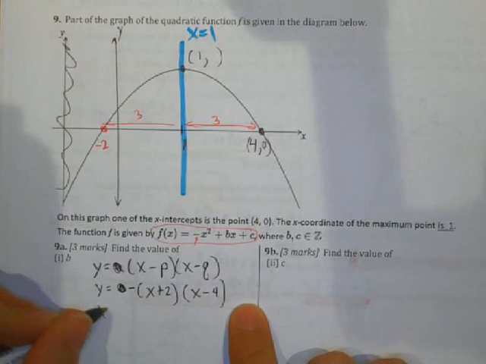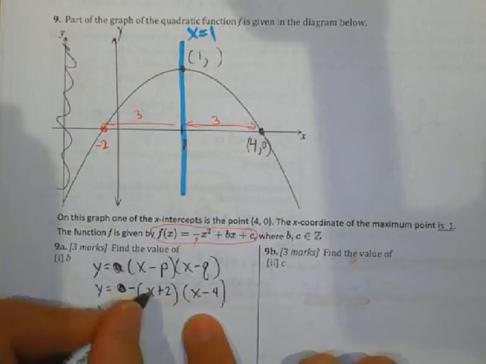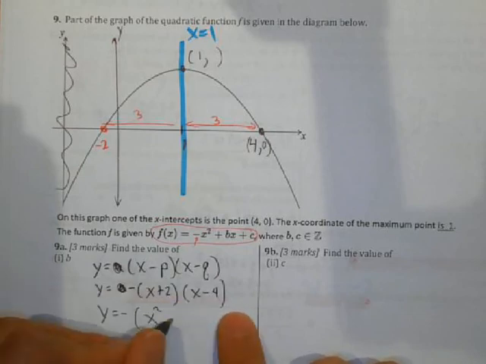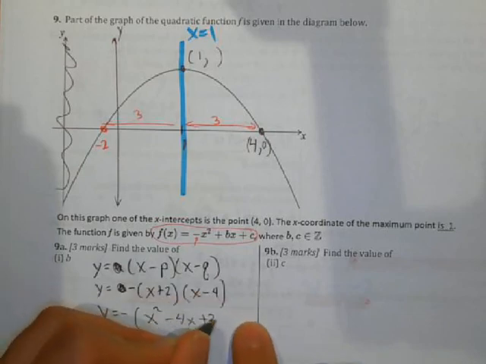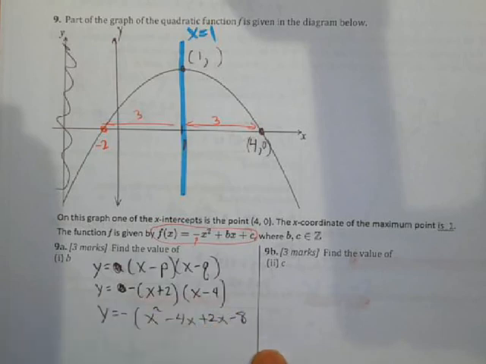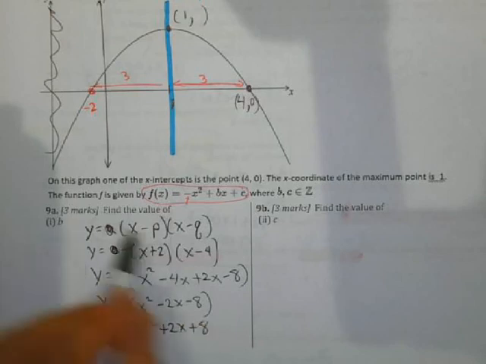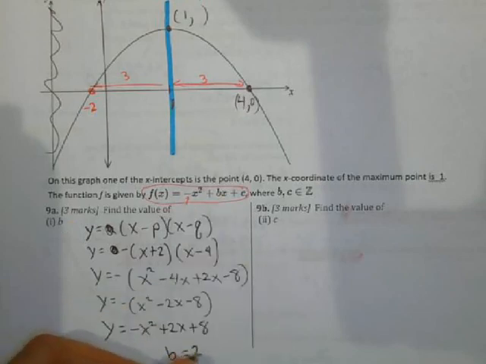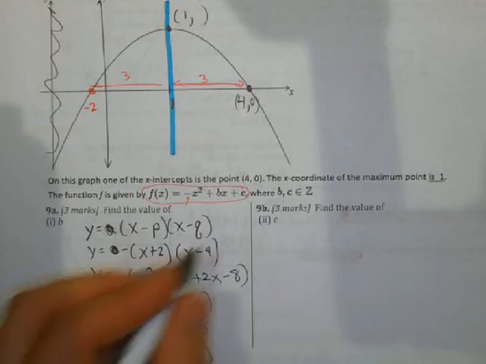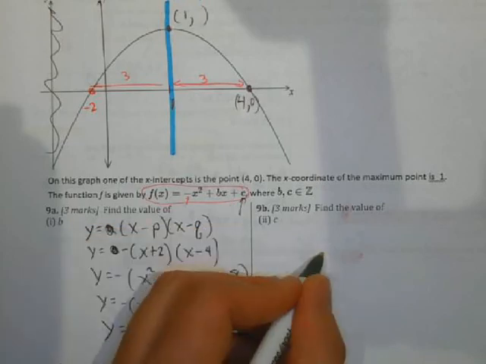And so now I've got y equals negative, and let's FOIL this out. So x times x gives me x squared. x times -4 is -4x. 2 times x gives me 2x. And 2 times -4 is -8. So combine the like terms, and then we do the distributive property with that negative sign. y equals -x squared plus 2x plus 8. So the b value, b is equal to 2. And then the c value is this right here, and c equals 8.